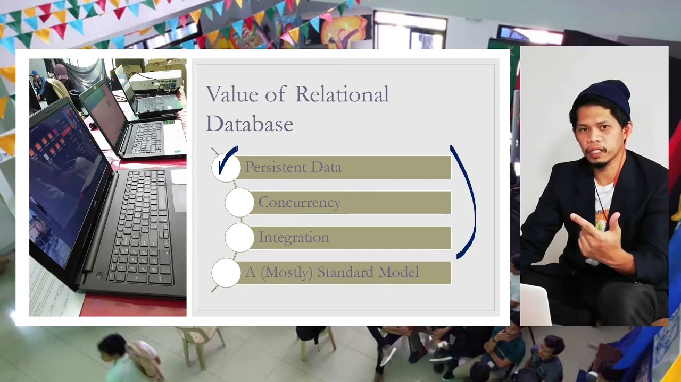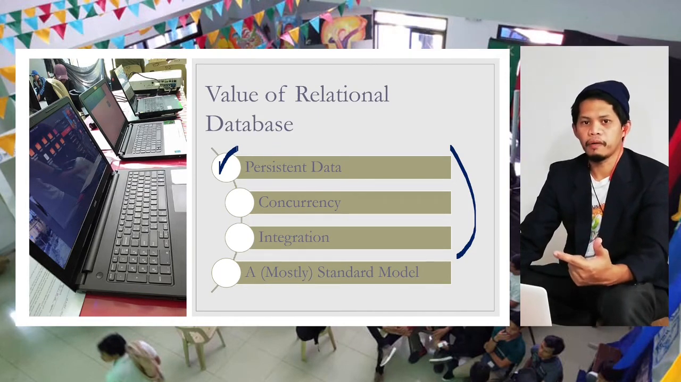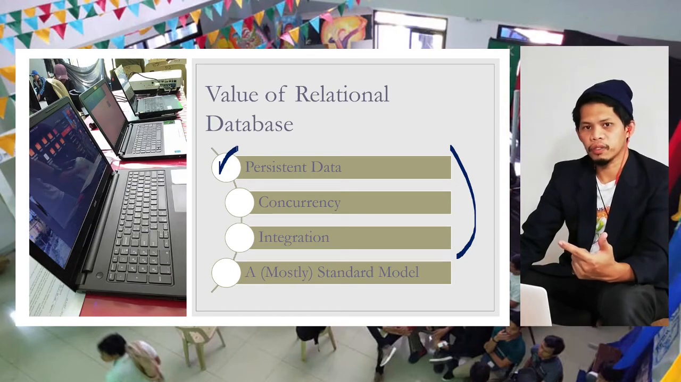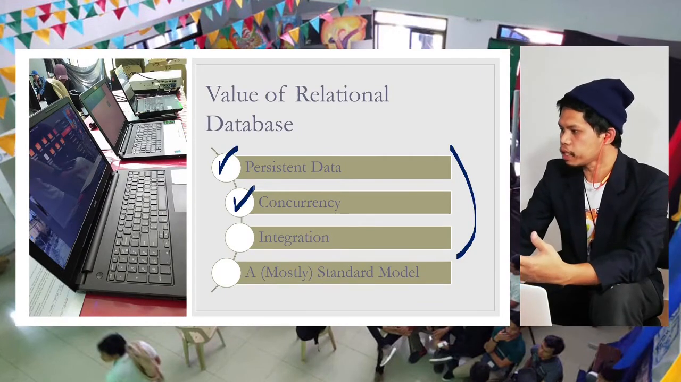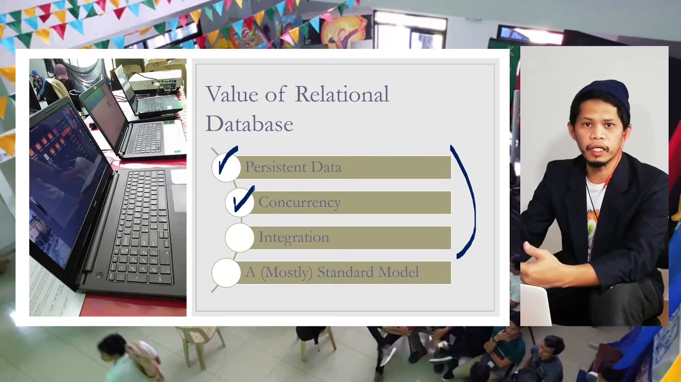Pangalawa is yung tinatawag na backing store. Mabagal siya pero it can store a large amount of data. But compared to using a text file as storage, mas pinadali at pinabilis ng DBMS ang pag-manipulate at pag-access sa data. Next, concurrency. Relational databases help handle concurrency by controlling all access to their data through a transactional approach.